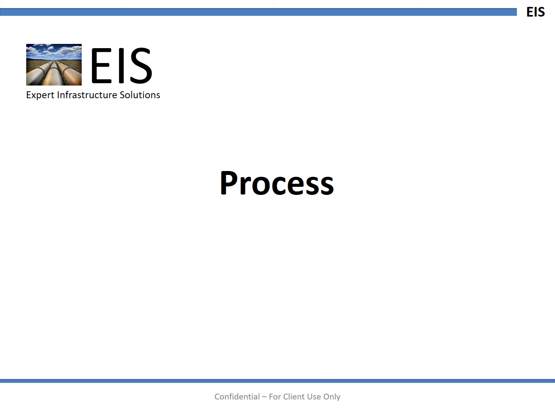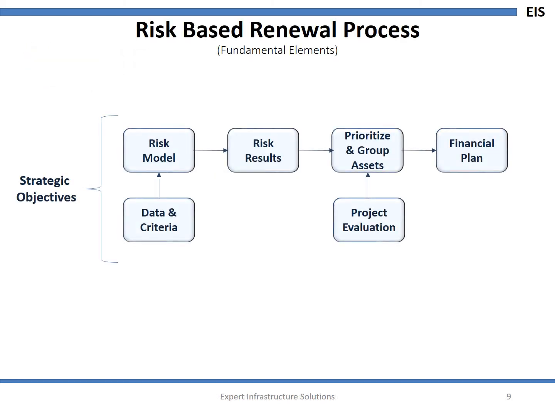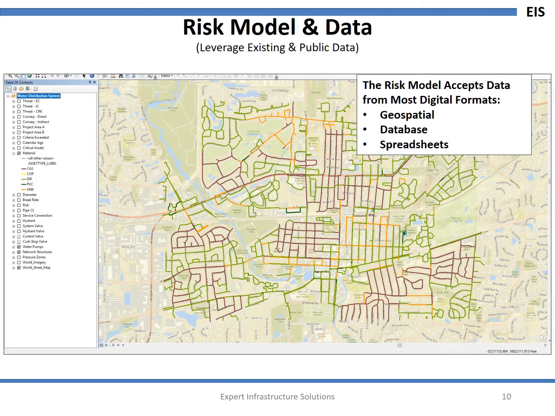So what does the risk-based renewal process look like? Well, first, you obviously need to know your strategic objectives and required levels of service, because these are what drives the overall process. So data and criteria are provided to the risk model, and the risk model generates monetized results, which are then aggregated and prioritized. Projects are evaluated, and then both short and long-term renewal plans are developed. Pipeline system data is then integrated from asset owner and public sources and processed through this risk model. It's all purpose to the owner's requirements.